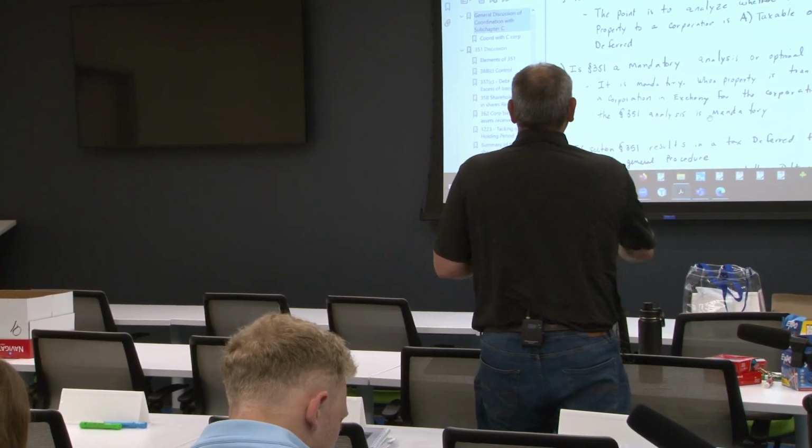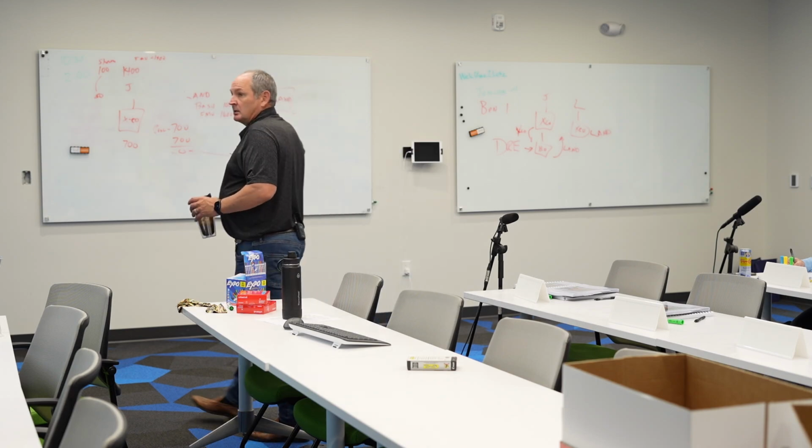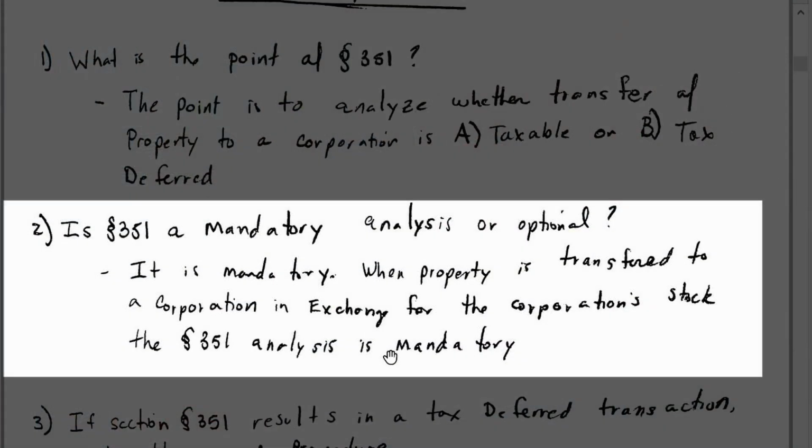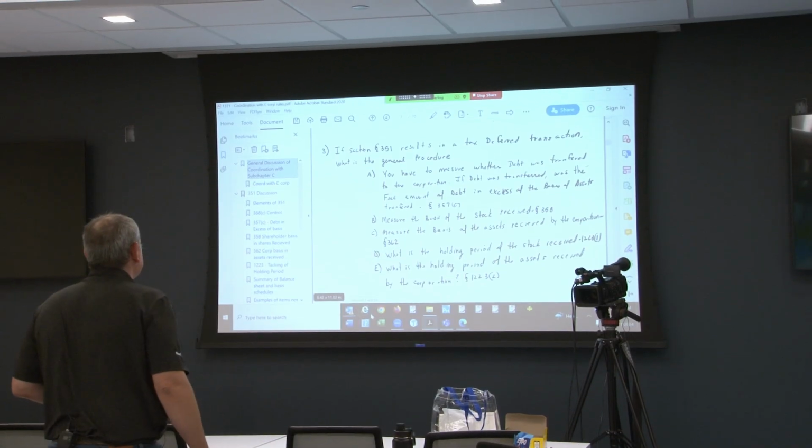Oh, look at that. It even says it. I got ahead of myself. I always forget the stuff I write down. Kaylee, what's number 2 say? Is section 351 a mandatory analysis or optional? It is mandatory. When property is transferred to a corporation in exchange for the corporation's stock, the section 351 analysis is mandatory. Okay. So 351 is mandatory. You don't get to opt in or opt out of it. Let's just take the guided tour.